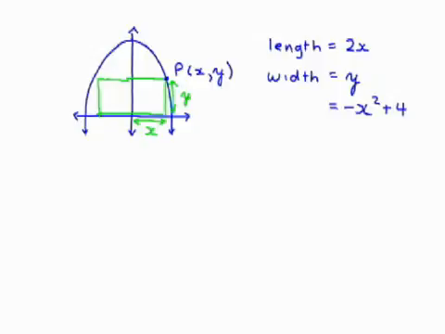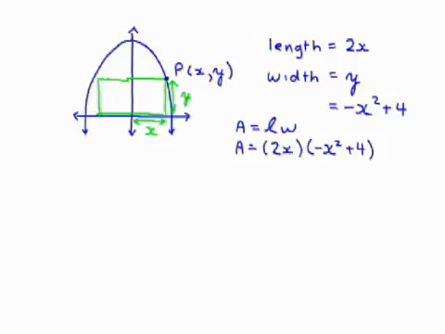Now, if you remember, what we're trying to do is maximize the area. So we have to be dealing with the formula for the area of a rectangle, which is area equals length times width. This equation in its present form has three variables, A, L, and W. We'd like to be dealing with only two variables so that it's a function. So we can replace the length with 2x and the width with negative x squared plus 4, so we end up with area equals 2x times, in brackets, negative x squared plus 4.